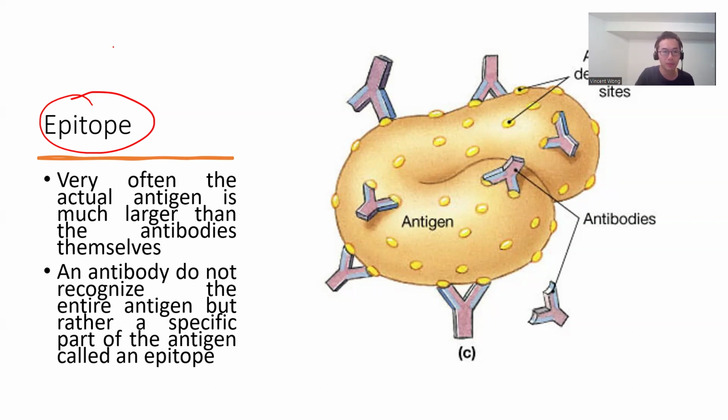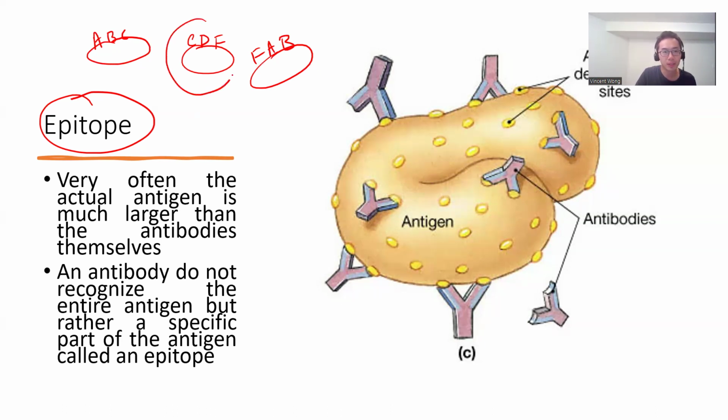So for example, again, I'm just making this up. Let's say there's A, B, and C on this pathogen, and then there's C, D, and F here, and then F, A, and B here, right? So let's say I'm infected with this guy. I'm going to make some antibodies. I can make an antibody that targets C, an anti-C antibody. I can make one that's targeting D or one that's targeting F.